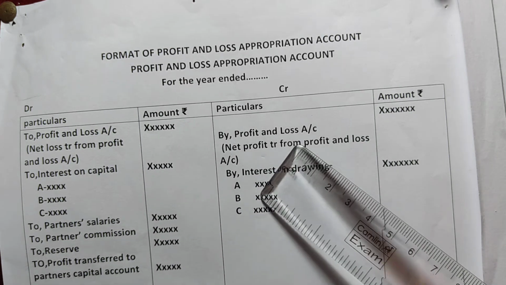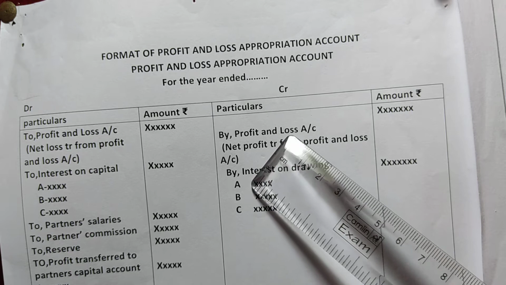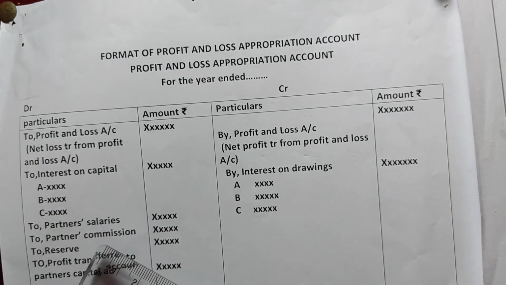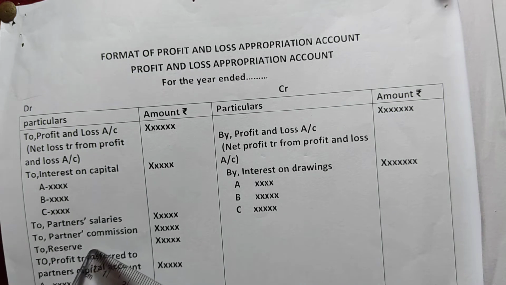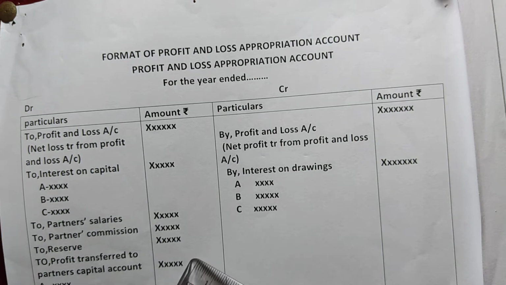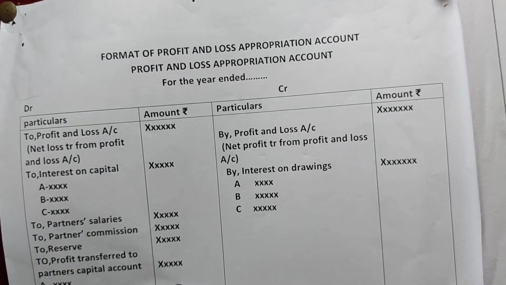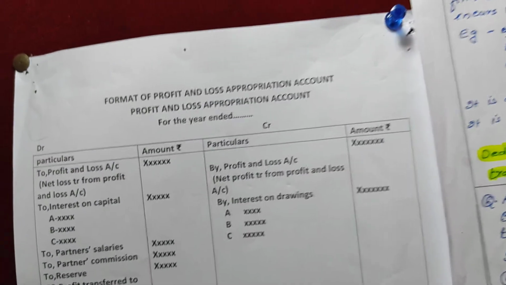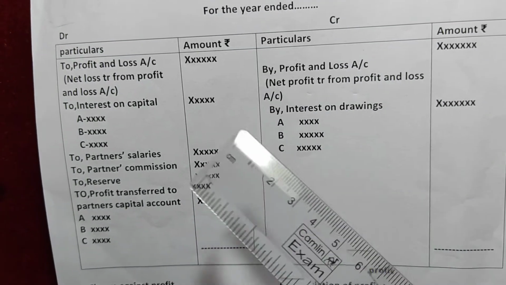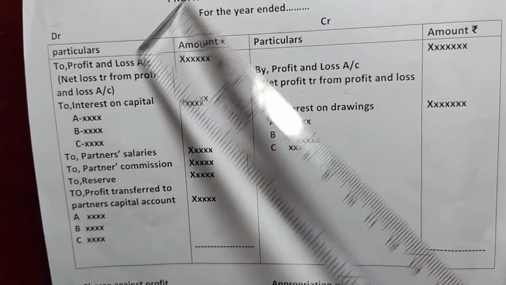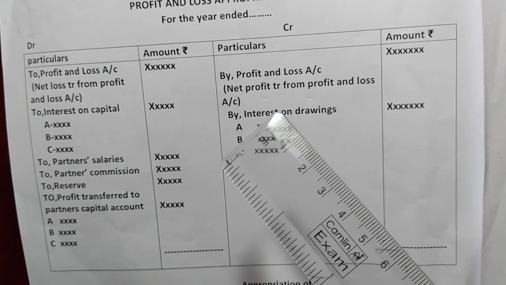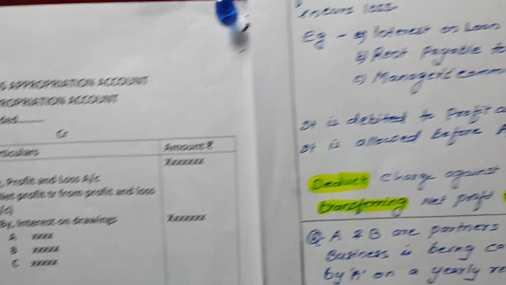First we transfer the net profit from the profit and loss account. Then we write interest on capital, partner's salary, partner's commission. If any reserve is to be transferred, then that will be transferred to the reserve account, and the balance, that is divisible profit, will be divided among the partners in their profit sharing ratio. The format will be the same. In this format only we have to do the adjustment. So the first adjustment which we will learn is when charge against profit is given.